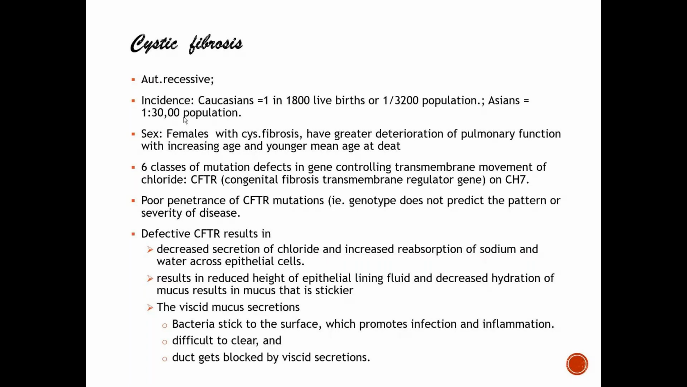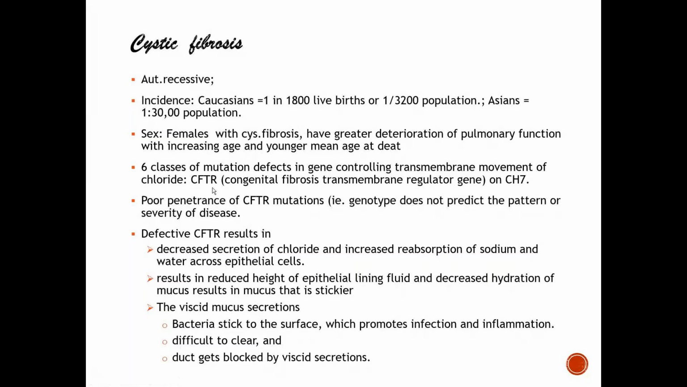Sex, equally male and female, but in females there's one thing: a female with cystic fibrosis would have a greater deterioration of pulmonary function with increasing age and a younger mean age at diagnosis or mean age at death. Six classes of mutations occur. So what is the cause? The cause is the cystic fibrosis transmembrane regulator gene on chromosome 7, that is the CFTR gene. And there are six classes of mutations.